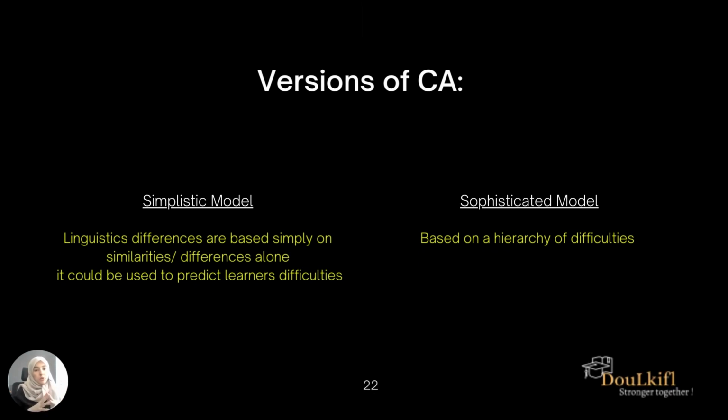Now coming to the models of CA, so we have a simplistic model and we have a sophisticated model. The simplistic model has to do with linguistic differences that are based simply on what? On similarities and differences alone. Of course, it could be used to predict learners' difficulties. The sophisticated model, on the other hand, is based on a hierarchy of difficulties. We will see the hierarchy of difficulties in the coming slides.